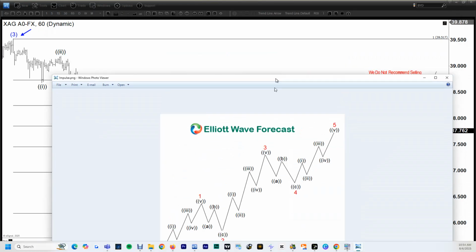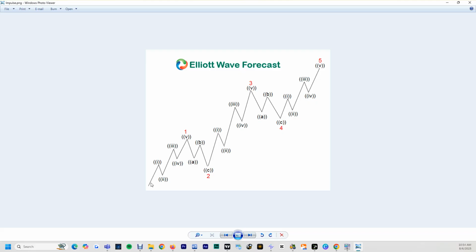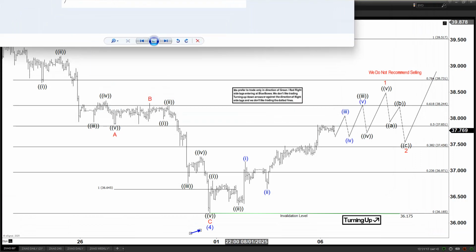Just to give you a very quick review, an impulsive structure is basically a move in the direction of the trend, which is in a 5 wave. So we have 1, 2, 3, 4, 5, and within 1, 3, and 5, you can see it subdivides into another 5 waves, but in a lesser degree. So there are different degrees in the Elliott wave. Now, as you can see here in the silver, right?